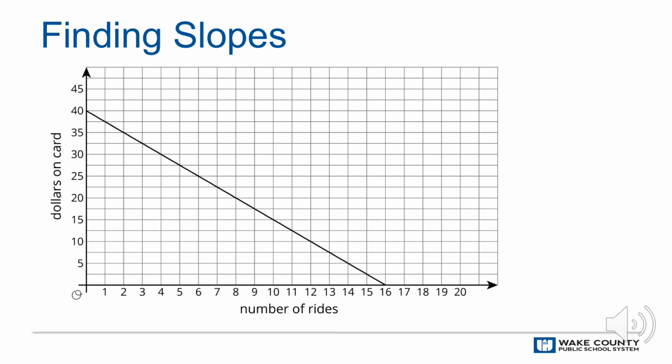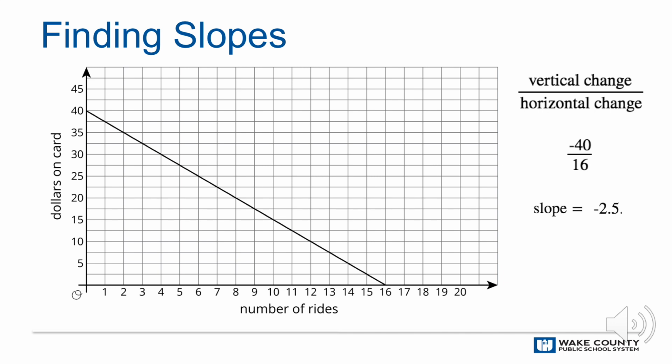Students will investigate linear relationships with slopes that are not positive. Here's an example of a line with negative slope that represents the amount of money on a public transit fare card based on the number of rides you take. The slope of the line graphed here is negative 2.5, since slope equals vertical change divided by horizontal change. Negative 40 divided by 16 equals negative 2.5.